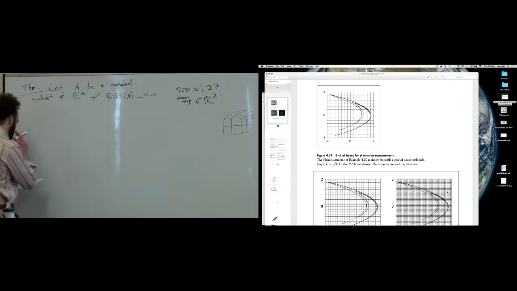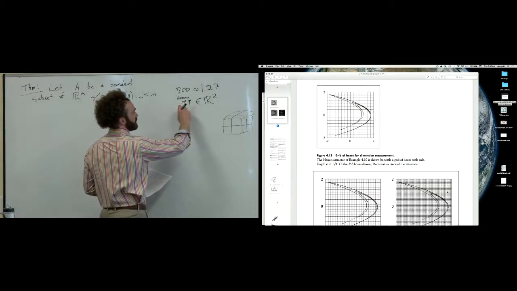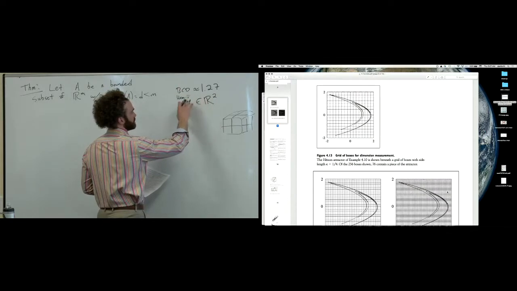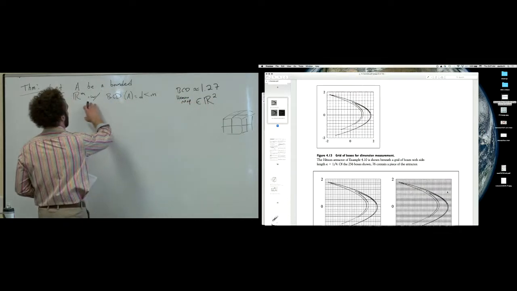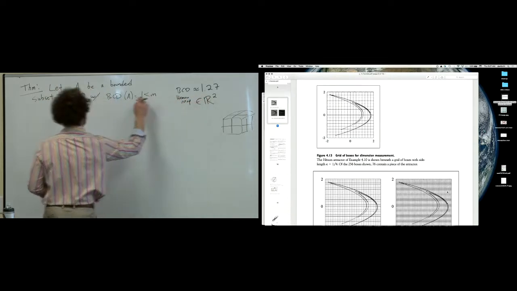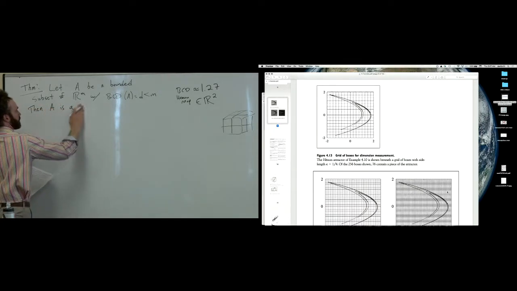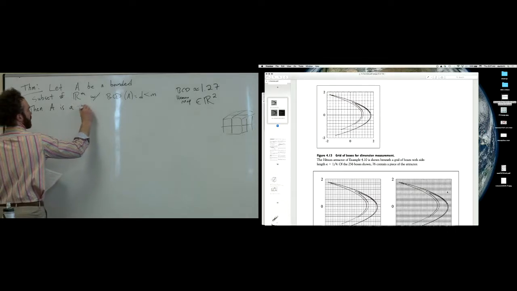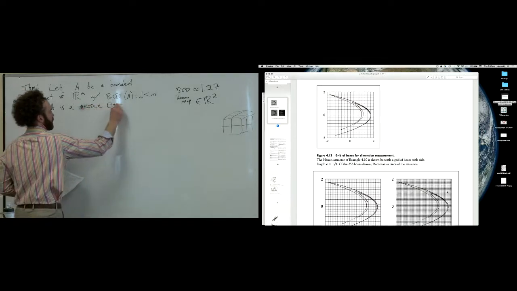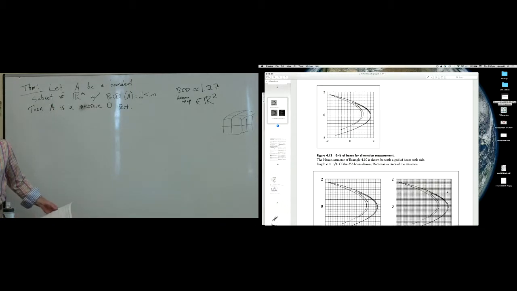Okay. So if this is true, we're going to let A be a bounded subset of Rm. Here, you know, the attractor for the Hénon map is a subset of R2, with the box counting dimension D smaller than M, 1.27 smaller than 2. Then A is a measure 0 set. Doesn't take up any space.